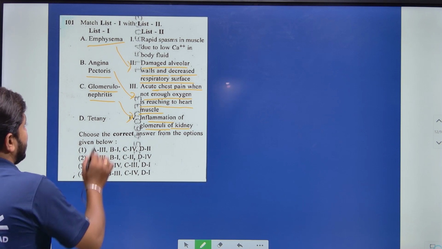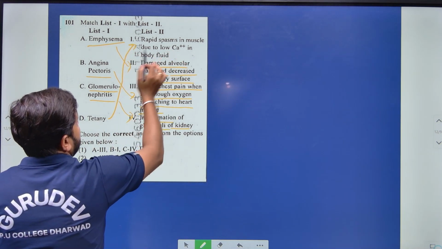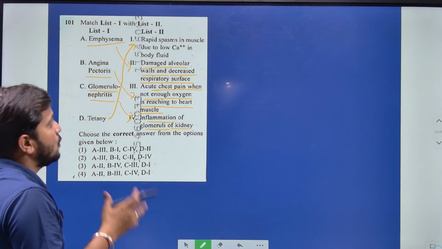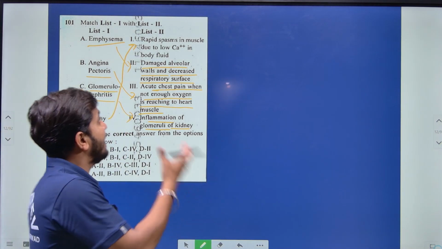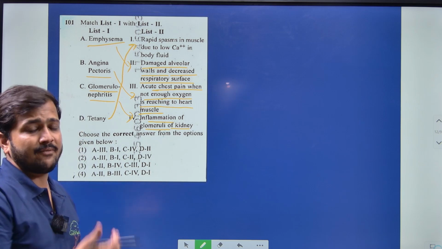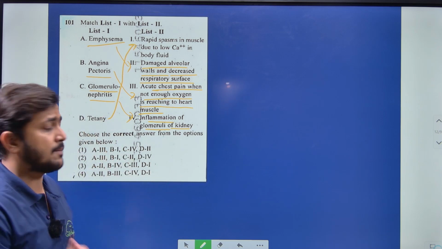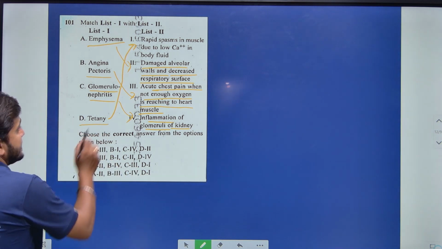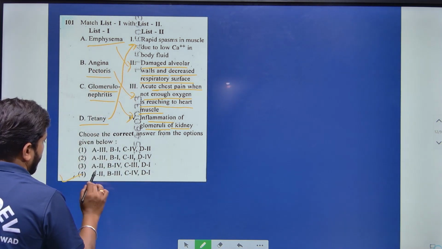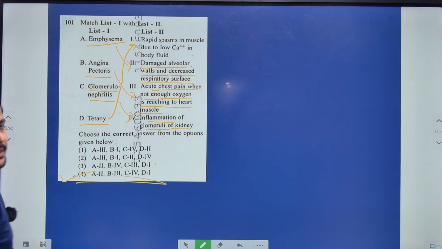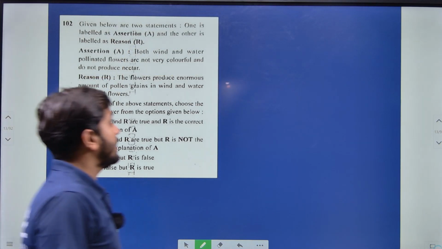Then tetany is related to rapid spasms in the muscles due to low calcium level in the body fluid. If the body fluid has a lower calcium level, we get spasms in our muscles, and that is what we call tetany. So according to this, option 4 is correct. Then moving on to the next question.